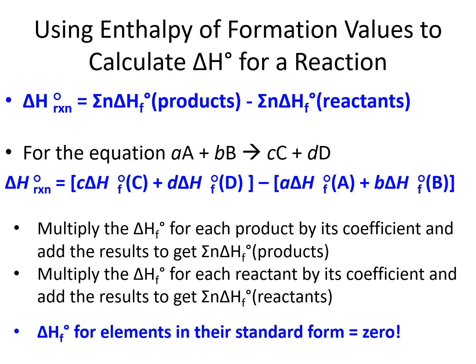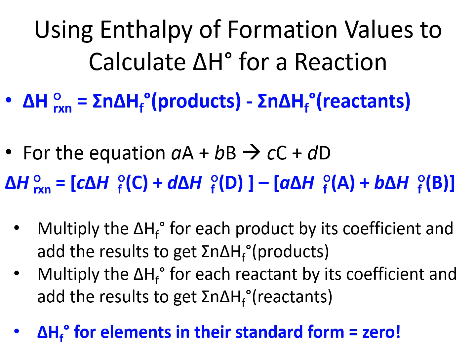We have a generalized equation. Little a big A plus little b big B goes to little c big C plus little d big D. The little letters represent the coefficients, and the big letters are the chemical formulas of each of the reactants and products. Delta H for a reaction is going to be stuff from the product side on the right minus stuff on the reactant side on the left. We're starting out with C and D, and then we're subtracting A and B.